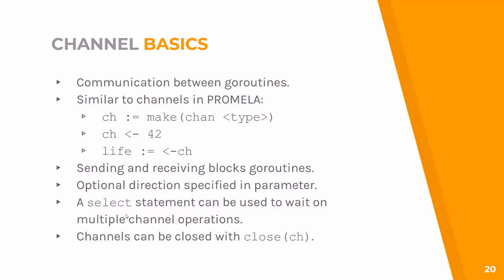A select statement can have several channel operations in case statements, and the goroutine is blocked until one of the operations can be run. A random case is chosen if multiple cases are ready. This is similar to switch statements.